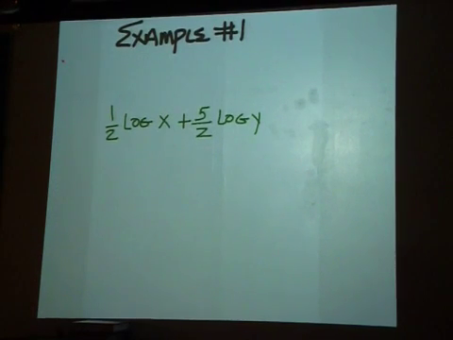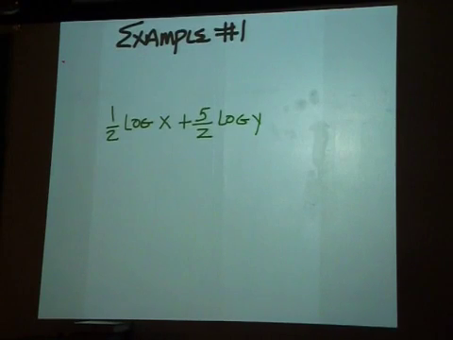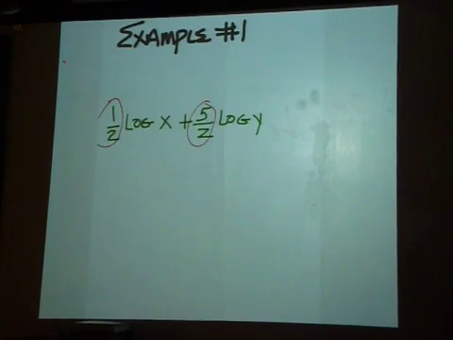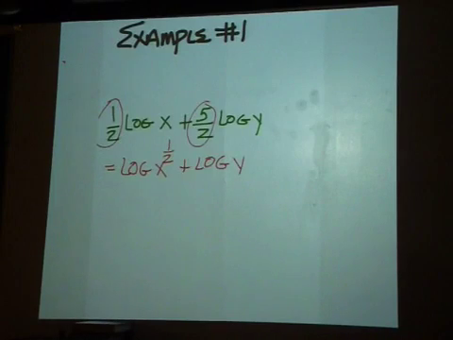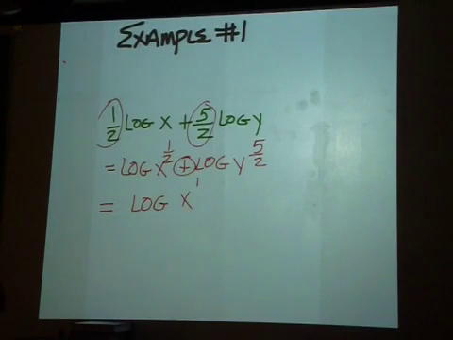We want to condense this logarithmic expression, and to do that we first must move the coefficients on the logarithms back to the variables as exponents. So we will start off with log x to the half power plus log y to the 5/2 power. And then, since we have plus in the middle, we can combine them into one logarithm, which is log x to the half power y to the 5/2 power.